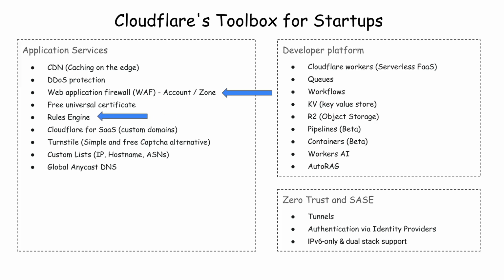Next are the Web Application Firewall, or WAF, and the powerful rules engine. These tools allow you to block malicious traffic based on specific patterns, protecting you from common vulnerabilities. A key feature here that is a game-changer for operations teams is custom lists. In many cloud environments, if you need to block a list of IP addresses, you have to manually update that list in every single firewall rule. With Cloudflare, you can create a single, centralized list of IPs, hostnames, or network ASNs, and simply reference that list from any rule. This dramatically simplifies maintenance.